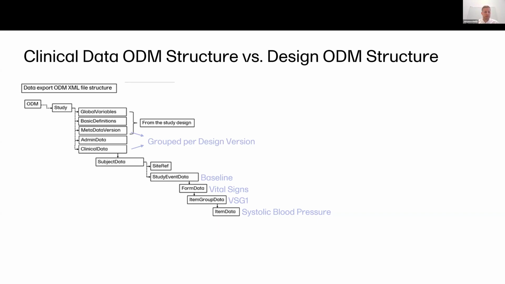So let's say that in your study, you have collected data in design version 1.0 and 2.0. You would have two groups of clinical data, one for each design version, and then you will have the data that was collected within that specific design version. And if data has been collected within a design version, you will also have the metadata version, meaning the specific design that was used. So in the example I gave, you will then also have design version 1 and design version 2 in the metadata version.